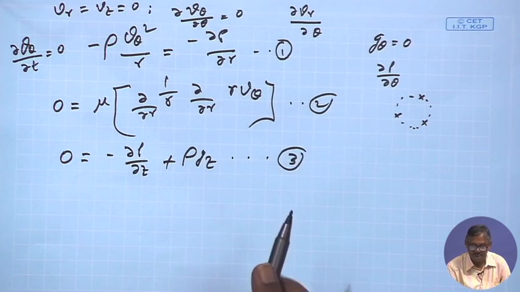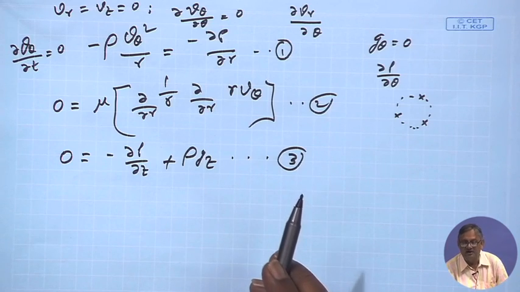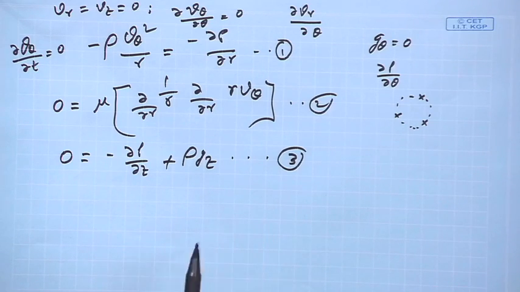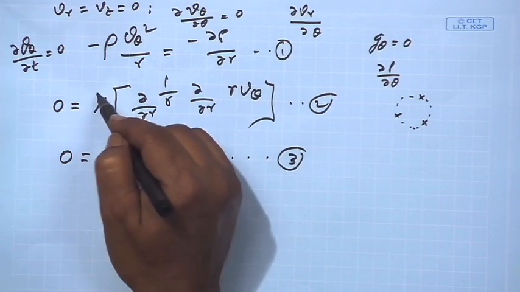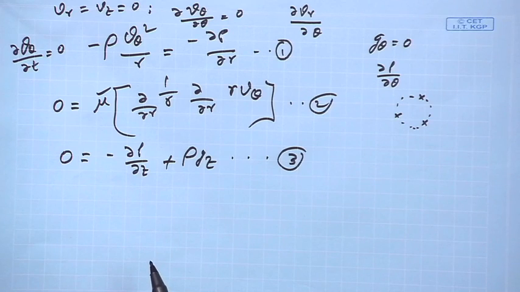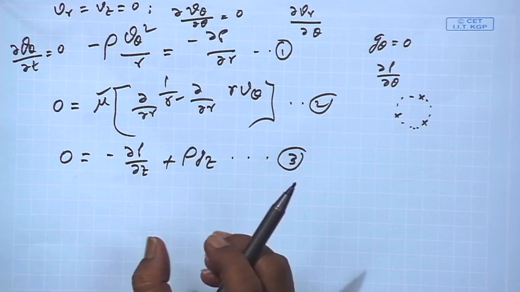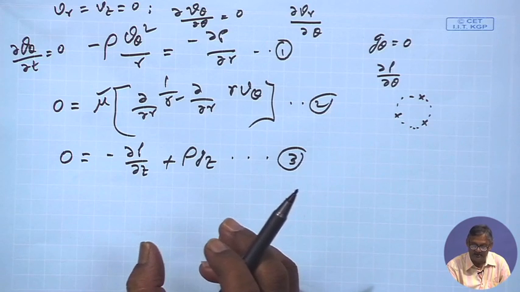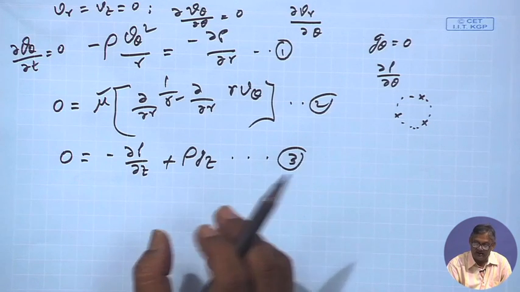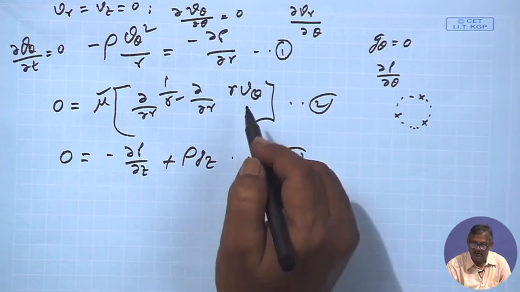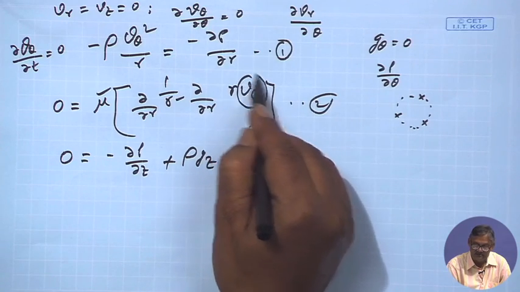So, we can write 0 is equal to minus del p del z plus rho g z, this is equation 3, right. So, we need to find out V theta. Only one equation is good enough, because one unknown; mu is known for a given fluid, and R is known for the given diameter of the cylinder. So, if they are known, then the unknown is V theta.